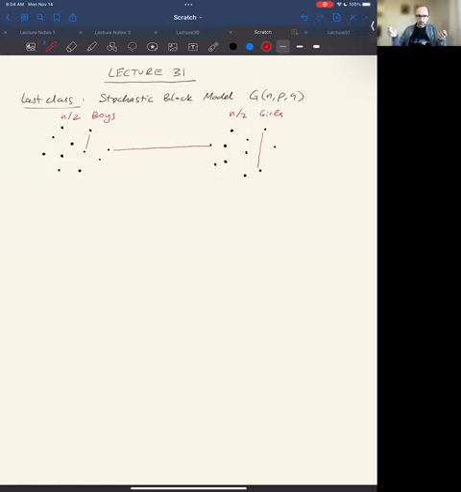The edges will be probabilistic. So we'll draw an edge between any pair of boys with probability p, any pair of girls with probability p, and any pair of mixed gender, boy and girl, with probability q, let's say less than p. Maybe this is an elementary school and boys want to make friends with boys and girls with girls, and boys and girls make friends less likely than the kids of the same gender. That will be our model. So edges occur at random, independently, with probabilities p or q, depending on whether it's mixed gender or the same gender.